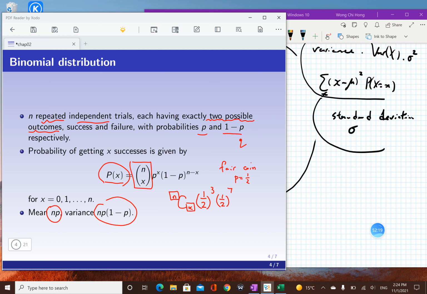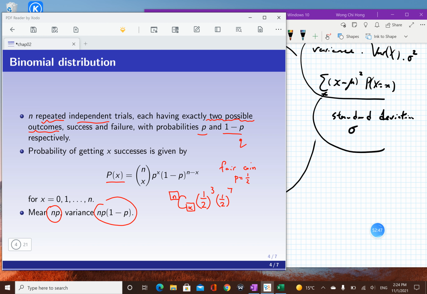Okay, it involves a little mathematical tricks. If you try to multiply this function p by x and then add up, it takes a little mathematical skills to simplify this into a mean value n times p. It can be found in any probability or statistics textbooks, really.